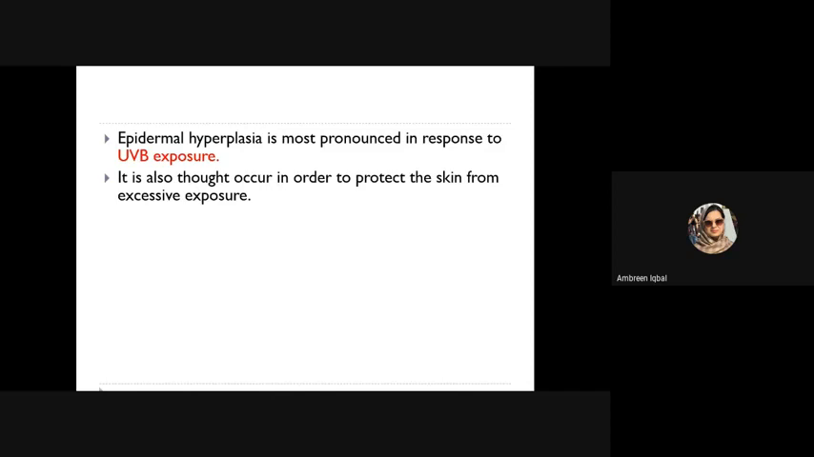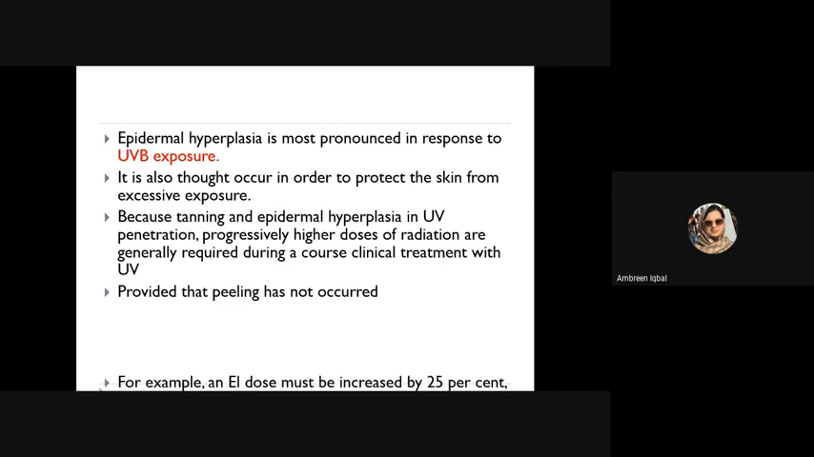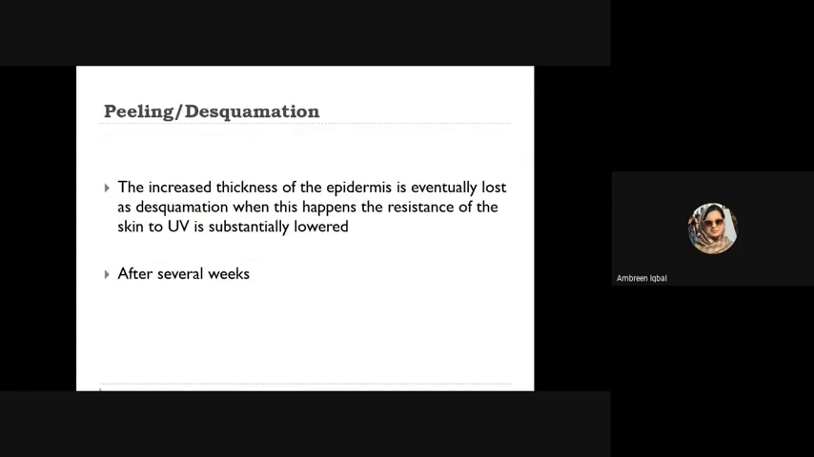It is also thought that tanning and epidermal hyperplasia both protect the skin from higher doses of ultraviolet radiation. As they both prevent this, we need progressively higher doses of ultraviolet radiation to complete our clinical course of treatment. For example, an E1 dose must be increased by 25%, E2 dose by 50%, and E3 by 75%. The next effect is peeling and desquamation.